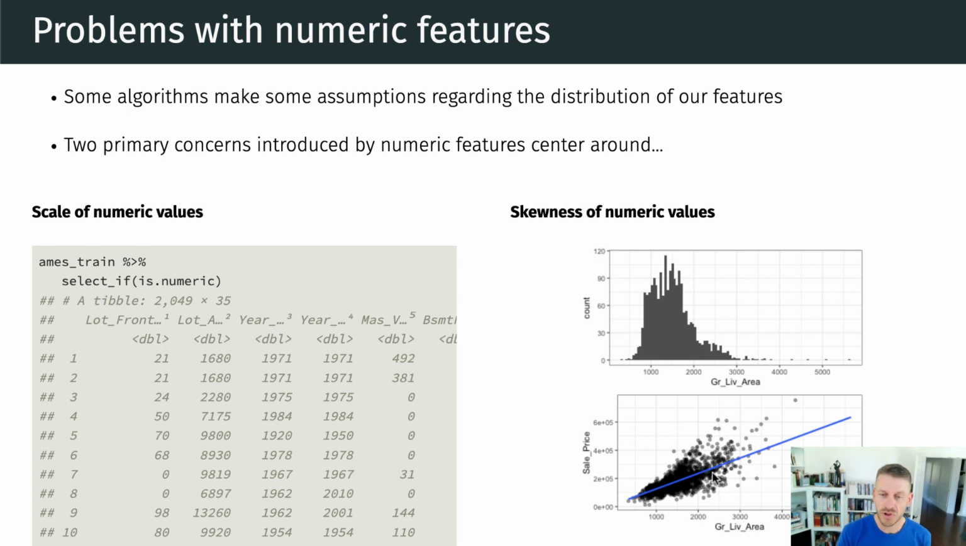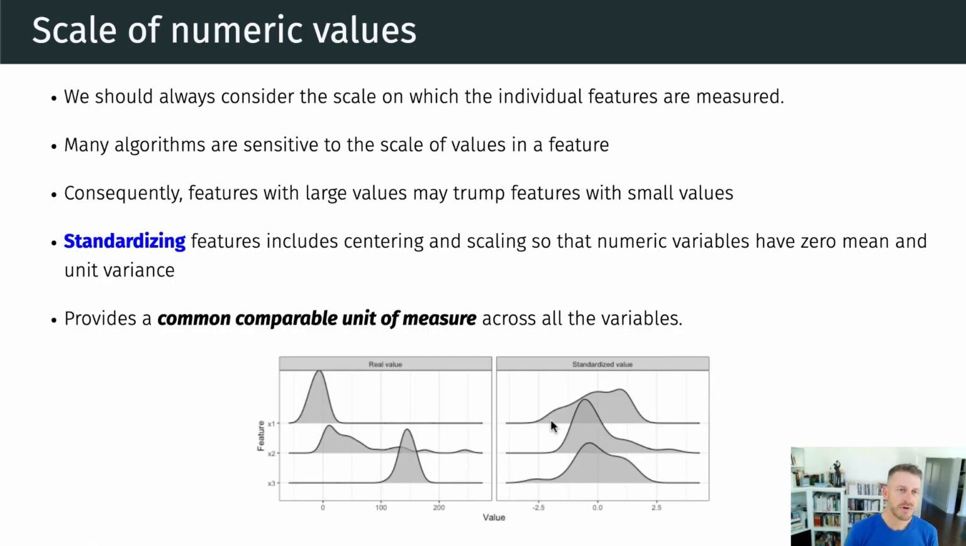And also, if we were to look at basically the relationship between ground living area and sale price down here, you can see that for the much larger homes, that is where the errors or our residuals become much larger, right? So this is also related to this kind of skewed issue. So both of these concerns are things that we should be thinking about. So let's talk about the scale of numeric values, right? We should always be considering what's the scale of our individual features, and are they on a common scale or are they on a scale that is much different than one another, right?